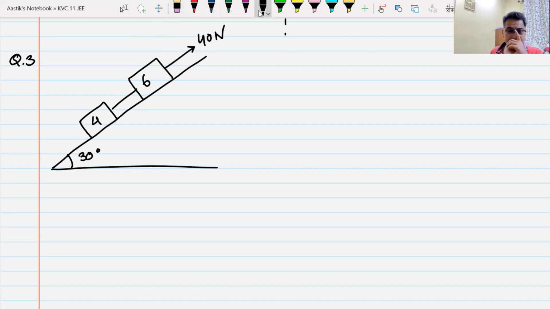This force is 40 newtons. Now you have to tell me what is the acceleration of this block. Are the blocks going to move up, or are the blocks going to move down? Also, you have to tell me whether the blocks will move with the same acceleration or different acceleration. Same or different? Same acceleration, sir. That is your hint. If you understand what we have done in the previous questions, you should be able to give me the answer. Your time starts now. 2 minutes.